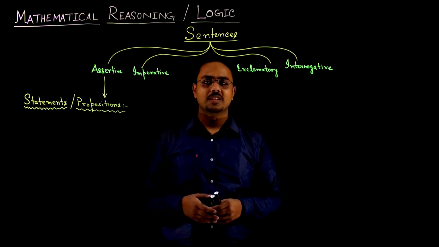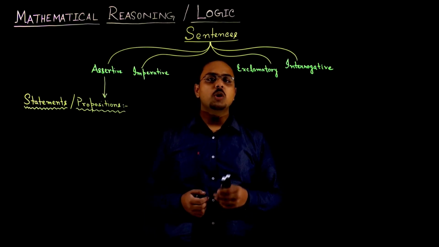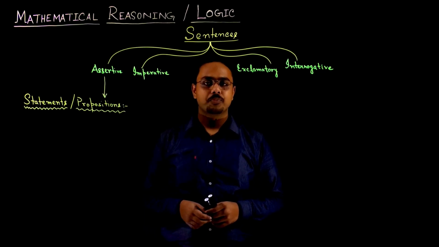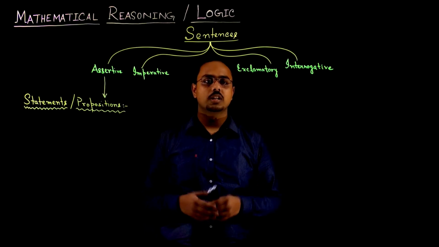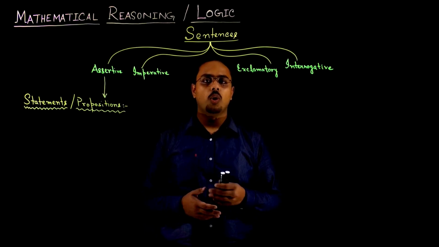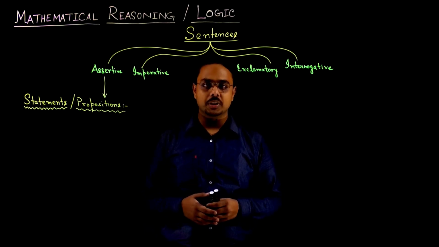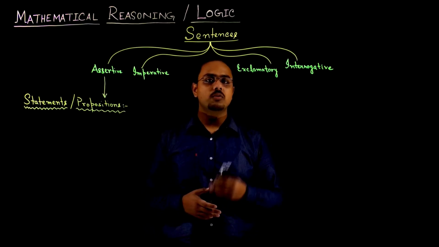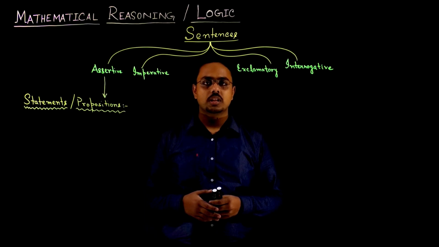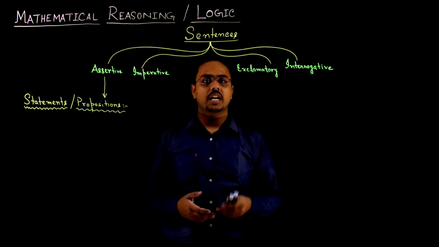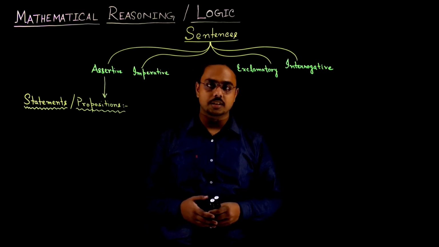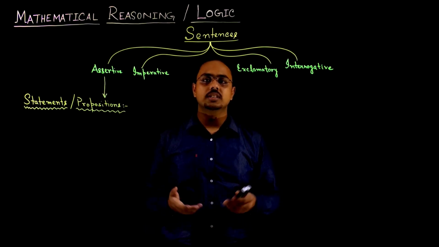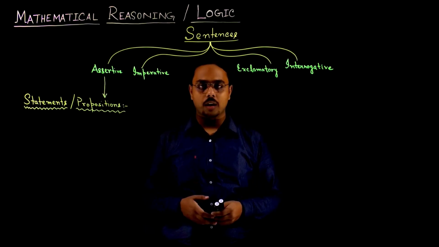Hello everyone. Let's begin the chapter of mathematical reasoning or mathematical logic. In about 1623 AD, the famous Italian astronomer Galileo Galilei once wrote in one of his published papers that the universe cannot be read until we have learned the language and get familiar with the characters in which it is written. It is written in mathematical language.